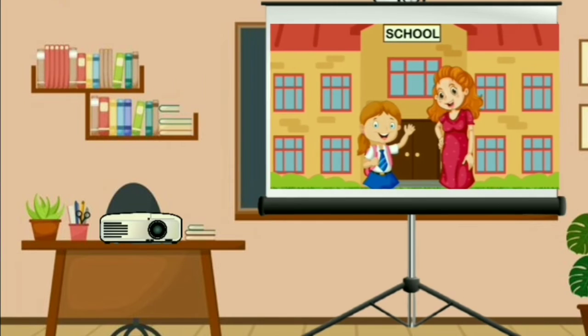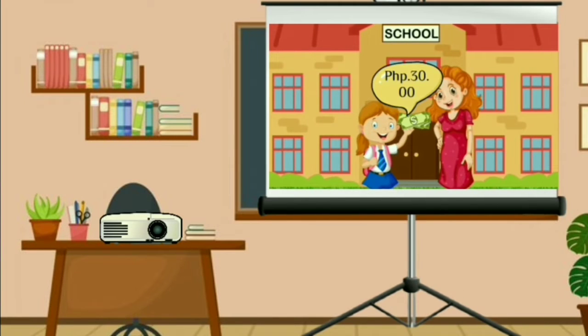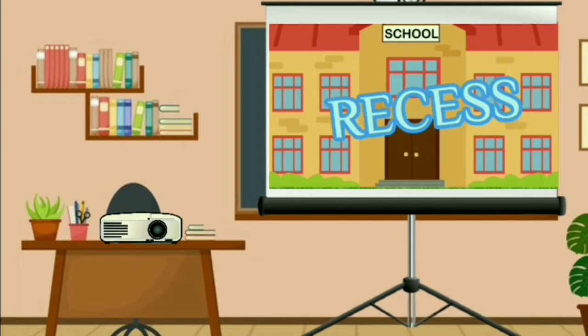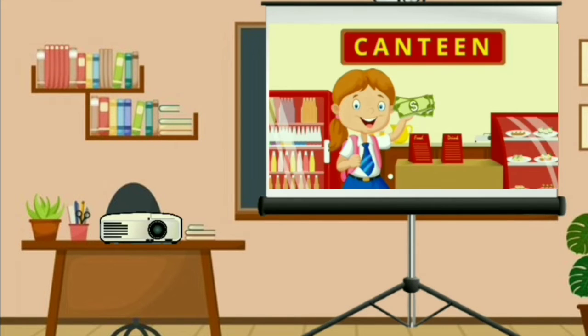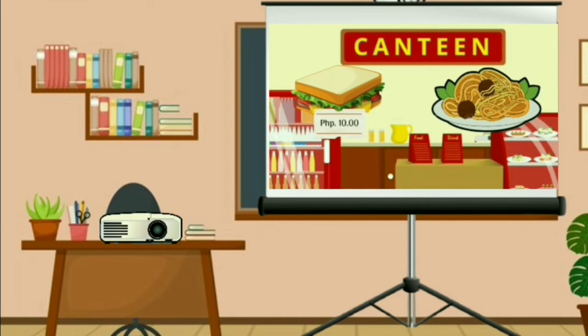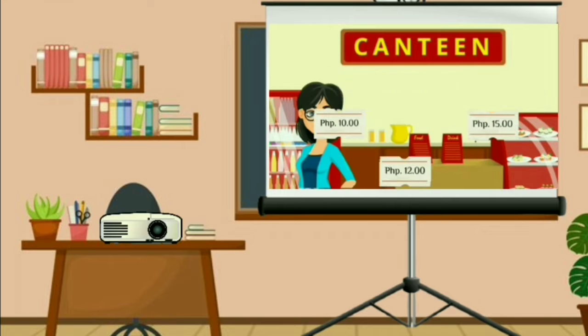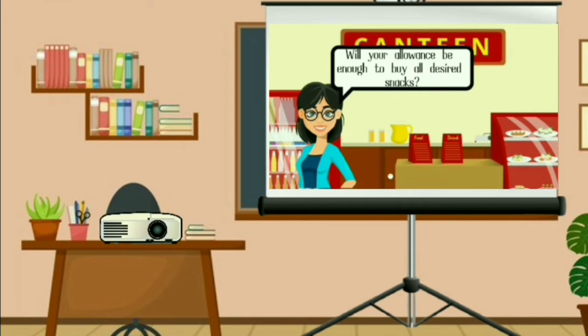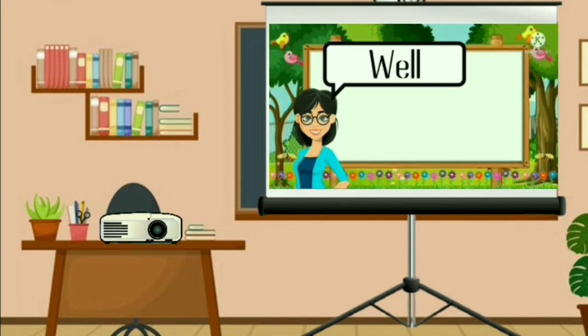This morning, your mother gave you 30 pesos as your allowance. During recess time, you went to the school canteen to buy your snack. The following are the prices of the snacks. Sandwich, 10 pesos, pancit, 15 pesos, and drinks, 12 pesos. Will your allowance be enough to buy all desired snacks? Well, what numbers represent your allowance and the expenses at the school canteen?